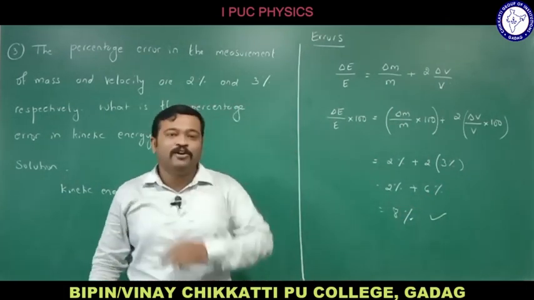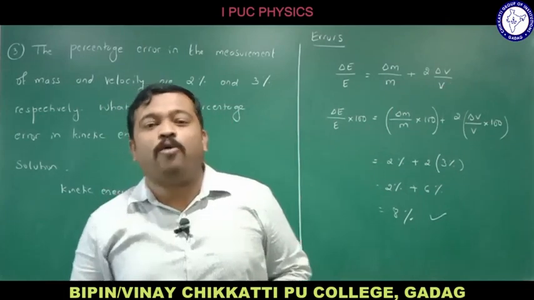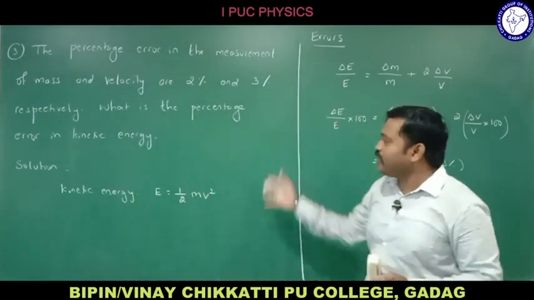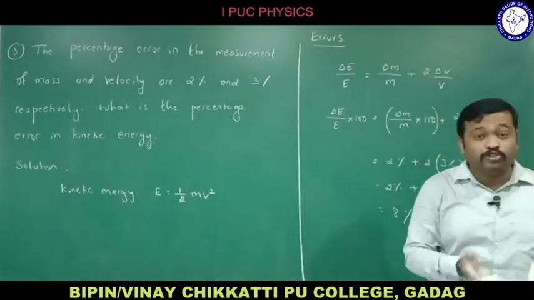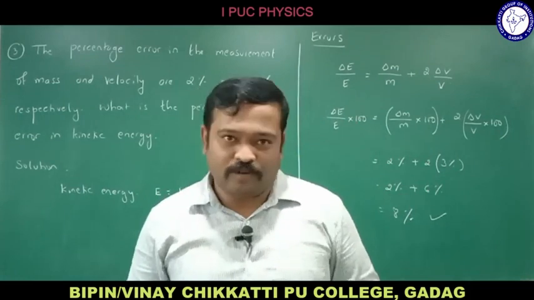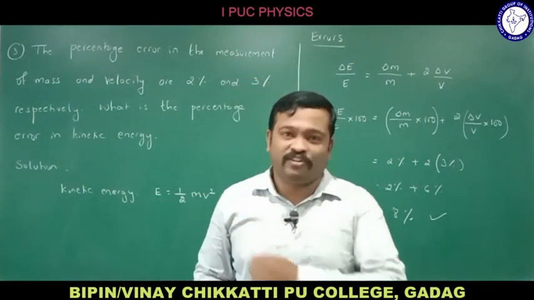So this is how we calculate combination of error problems. The question is given like this, and we use the rules of combination of errors to solve these kinds of problems. So this is the end of combination of errors.